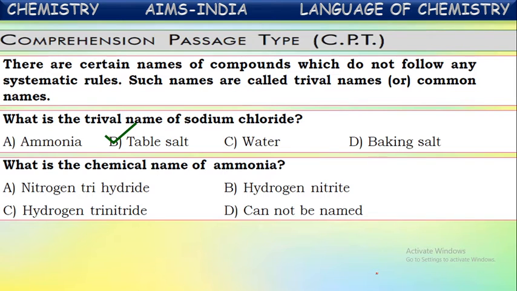What is the chemical name of ammonia? Yes, ammonia is the trivial name of one of the compounds formed by nitrogen and hydrogen. Its formula is NH3. Ammonia's chemical formula is NH3. Can you try to name this compound now?